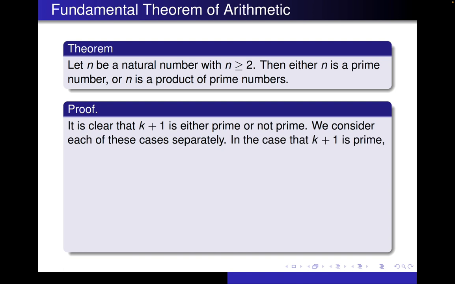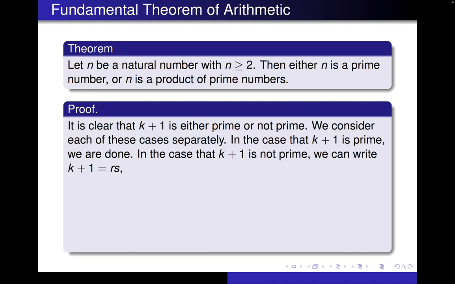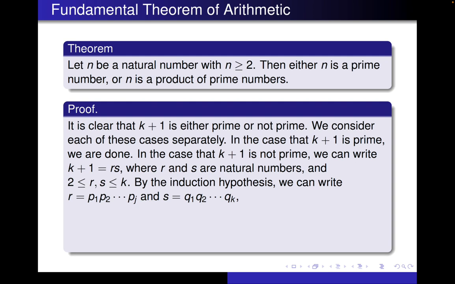So in the case that k plus 1 is prime, we are done because k plus 1 is prime. In the case that k plus 1 is not prime, that means we can factor it into smaller numbers. So k plus 1 is equal to r times s, where r and s are natural numbers. And we know that r and s are between 2 and k because they're both smaller than k plus 1. By the induction hypothesis, right, the induction hypothesis says that r and s are either prime or products of primes.